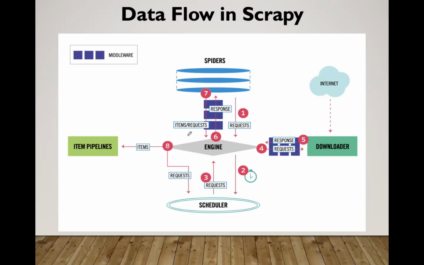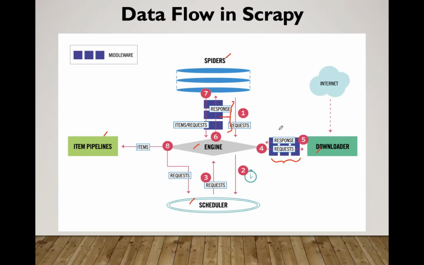Here you can see the various components. The first one is the Scrapy engine. Then we have the scheduler, then the downloader. Next we have spiders, then the item pipeline. Then the downloader middleware, which is represented like this. Next we have the spider middleware, this one. So these are the various components.